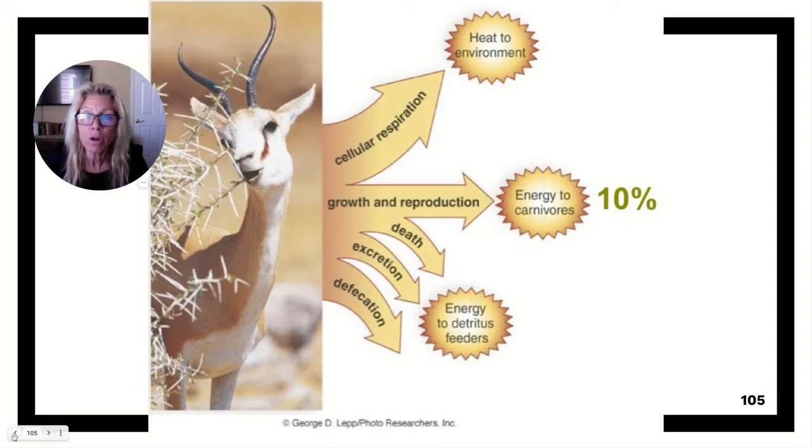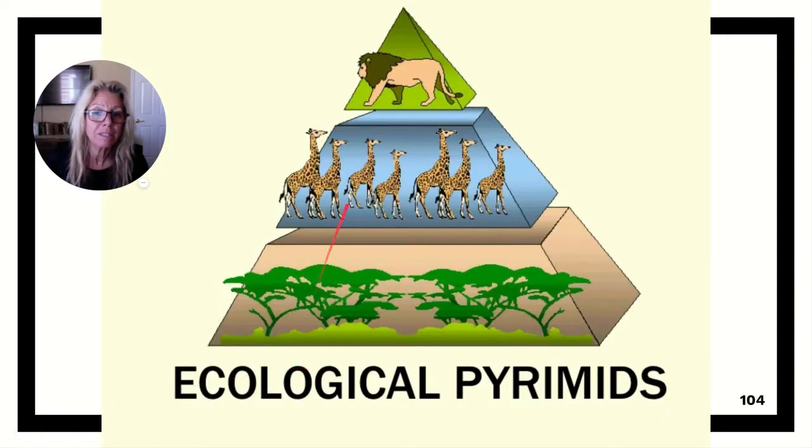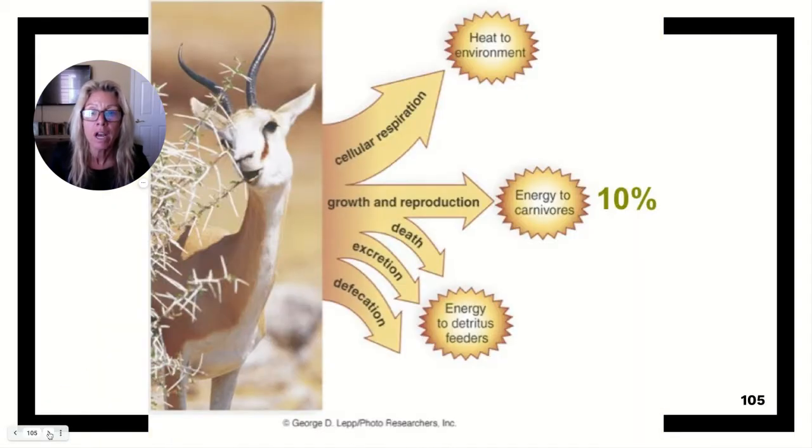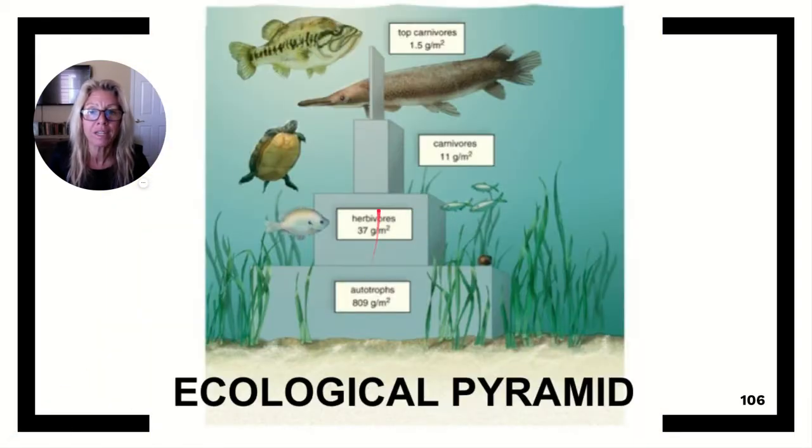So you can see, I'm going to go back one now. When you look at this pyramid, it is not a good model the way it is drawn because only 10% gets passed on each time. So you need a very steep pyramid. And even this one, take a look at it. Do you think this is a good model? Because ecological pyramids, we're going to use them. We just need to see the downsides of them.